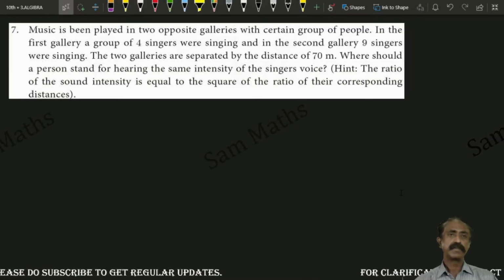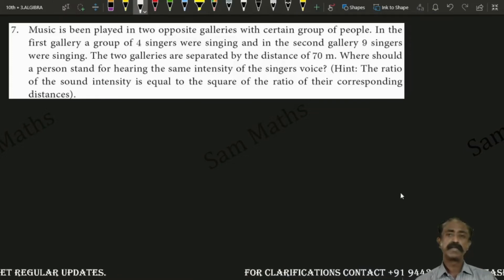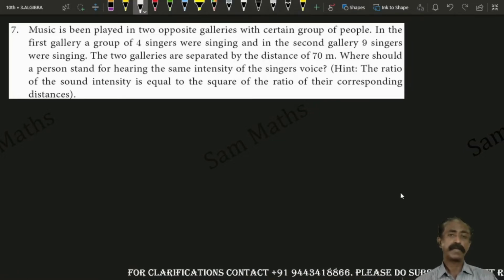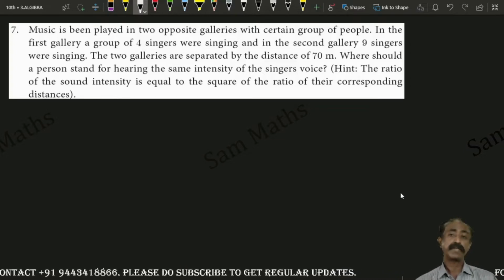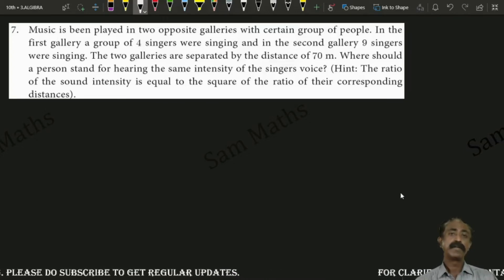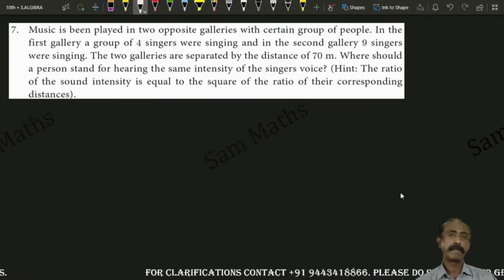Seventh question. Music is being played in 2 opposite galleries with certain group of people. In the first gallery, a group of 4 singers were singing, and in the second gallery, 9 singers were singing. The 2 galleries are separated by the distance of 70 meters. Where should a person stand for hearing the same intensity of the singer's voice? Here they have given a hint, please go through it, that we are going to use.